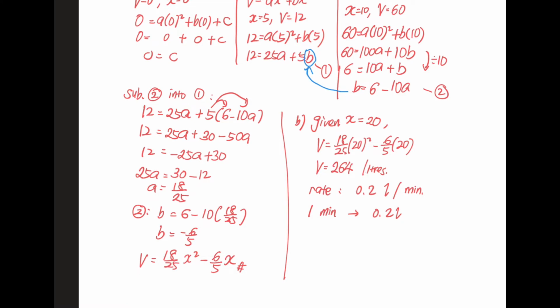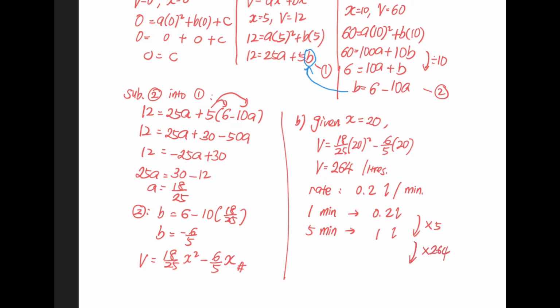So there are a few ways to handle this. One of the ways is just to do it manually. For example, at time 5 minutes, 0.2 times 5 is 1 liter. So it takes 5 minutes to get 1 liter of water. Now I have 264 liters. So I need to times 264.